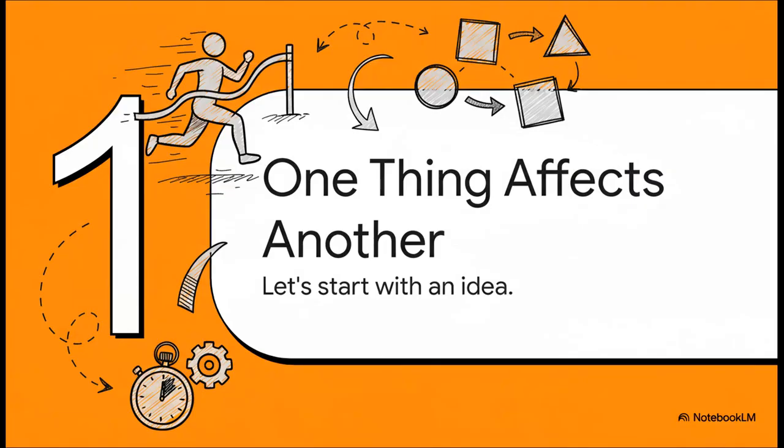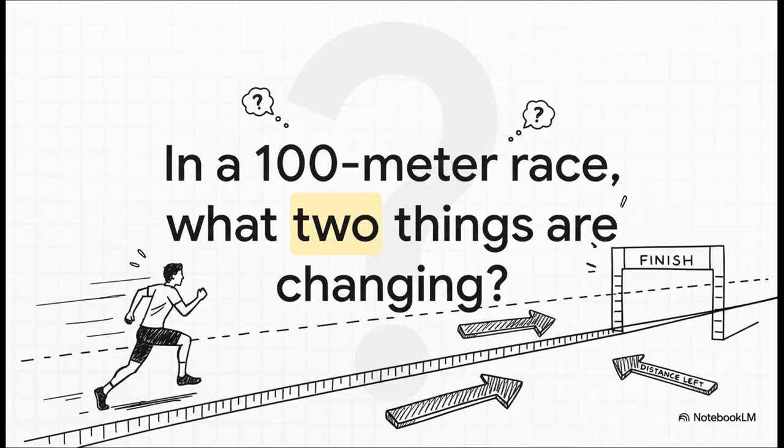Okay, so to get started, just think about this. In our everyday lives, lots of things are connected, right? When one thing changes, it causes another thing to change too. Let's make this really easy to see with a simple example, a running race. Okay, picture this with me. You're standing at the starting line of a 100-meter race. The gun fires, and you start running.